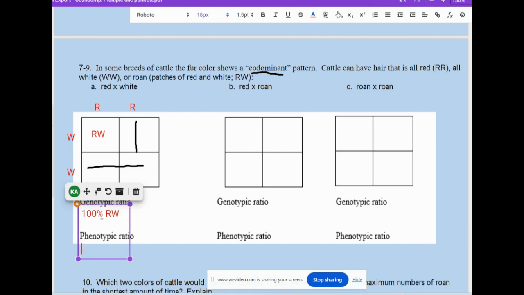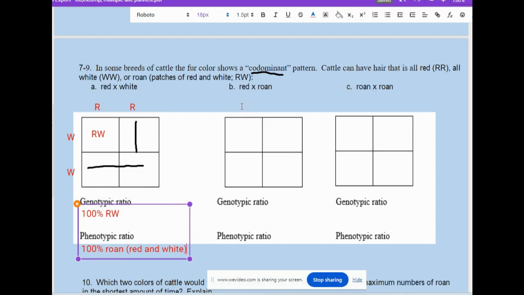Now here's the only difference between incomplete dominance and codominance. RW in incomplete dominance would be pink, but there's no pink cows. This time, 100% will be what's called roan, which means they're red and white. So they got both red and white, so it doesn't blend together. You get both traits, patches of red and patches of white.